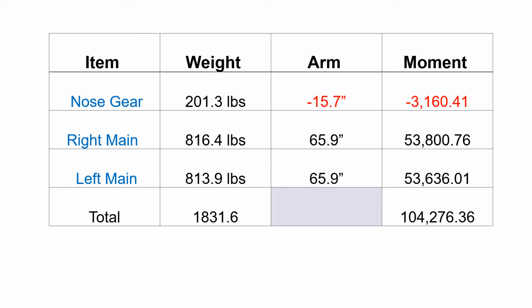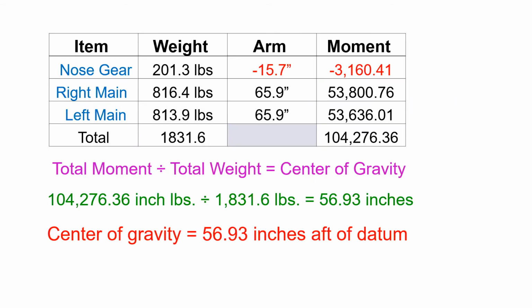We then find the sum of the weight of each item to determine the total weight of the aircraft. And now, when we divide our total moment by our total weight, we get a center of gravity for this aircraft of 56.93 inches aft of the Datum.